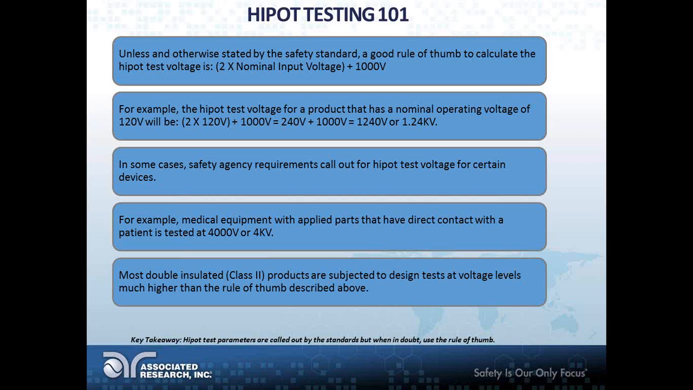In some cases, safety agency requirements call out the exact Hipot test voltage for certain devices. For example, medical equipment: if you look at the UL 60601 standard or IEC 60601 standard for medical device testing, it actually calls out that the Hipot test voltage for applied parts that have direct contact with a patient should be tested at 4 kV.